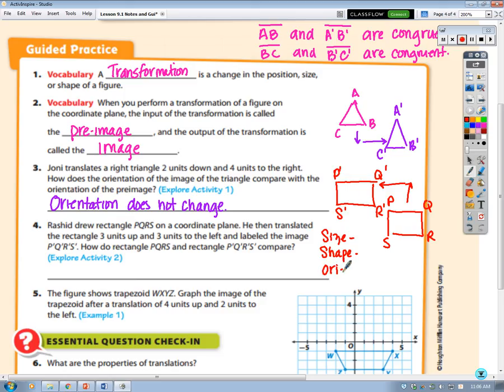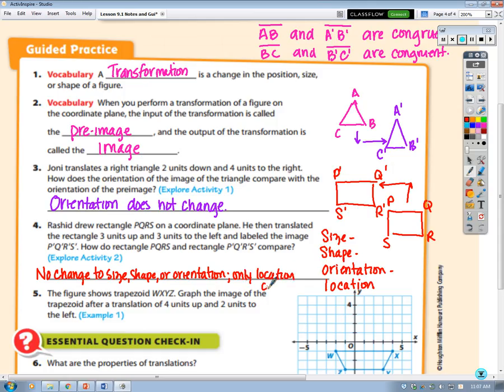Did orientation change? No, orientation did not change. P is still top left, Q is still top right, R is still bottom right, and S is still bottom left. Orientation did not change. So what did change? The 4th thing we look at is location. So location changed, and that's the only thing. So if we are comparing, we can say that no change to size and shape or orientation, only change in location.